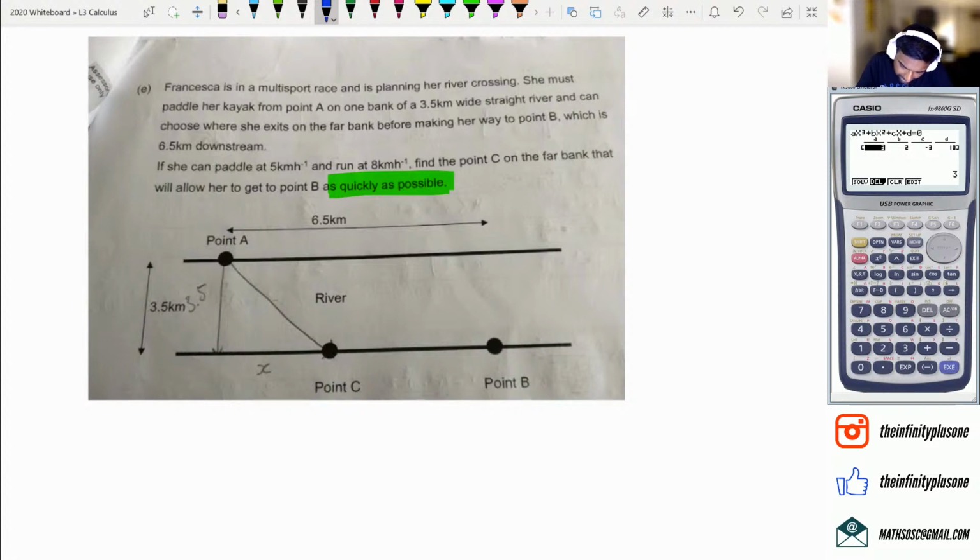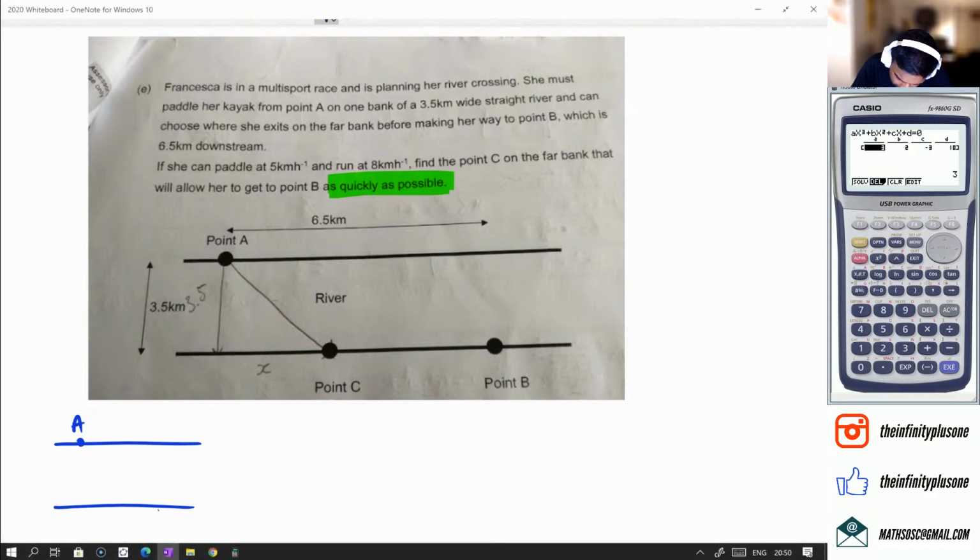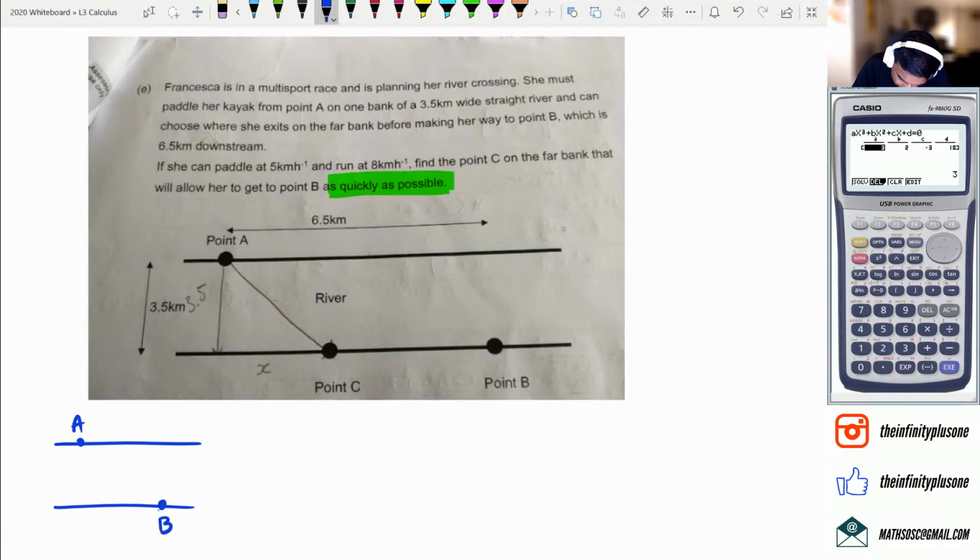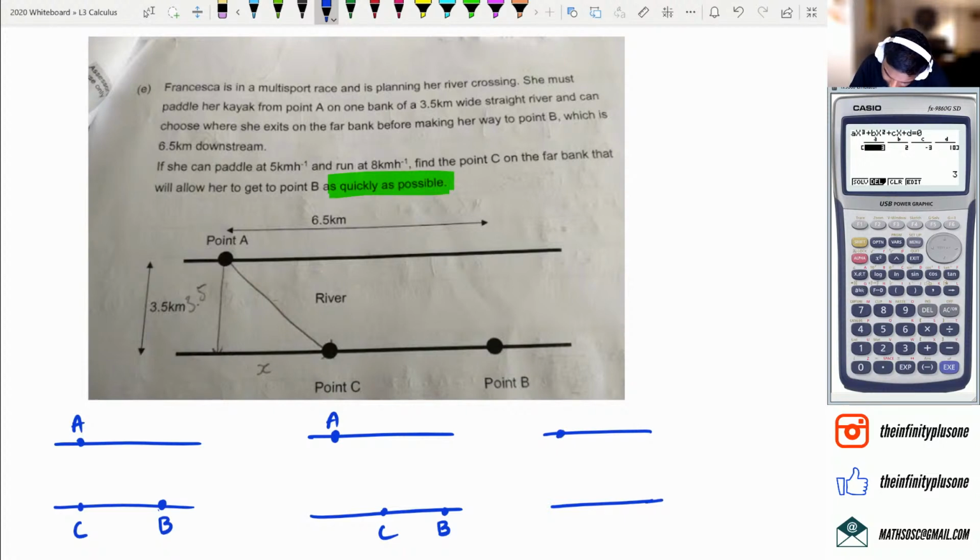So the first stage is this. Point A, point B, point C, and then stage 2, point A, point C, point B, and stage 3, A, and directly across to C and B.